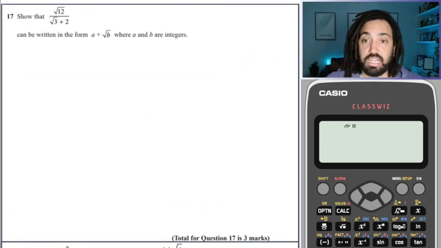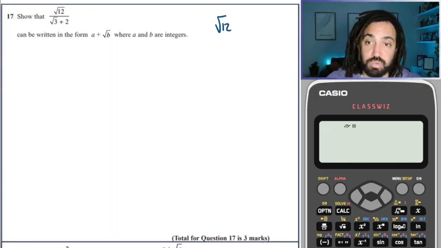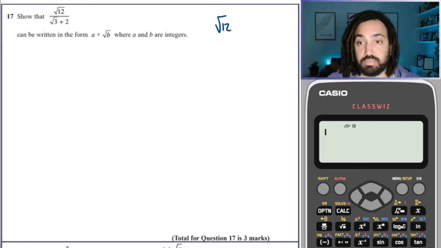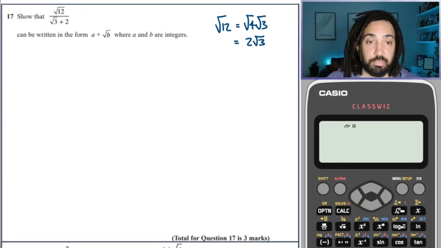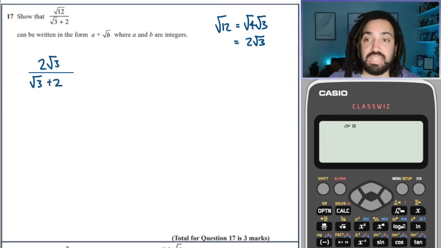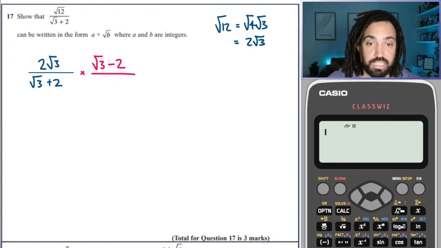Okay, next question, and I'm going to start off by taking this root 12 and writing it as root 4 root 3. Because 4 times 3 is 12, and root 4 is 2, so it's 2 root 3. So I've got 2 root 3 on top, and on the bottom I've got root 3 plus 2. And once again, because we've got a surd and a non-surd on the bottom, we have to write them out again, but just swap the sign in the middle and multiply top and bottom by that.